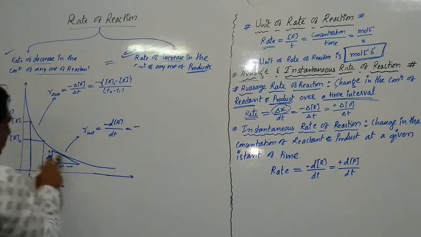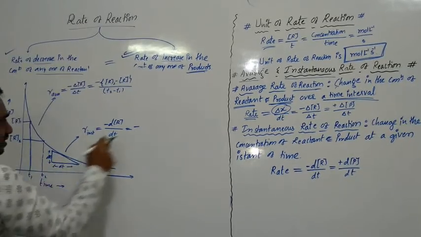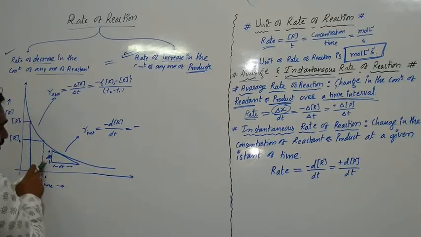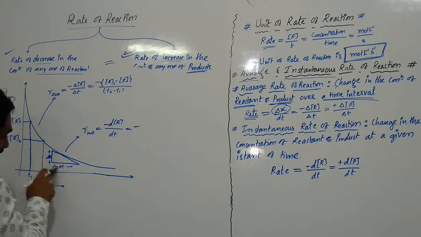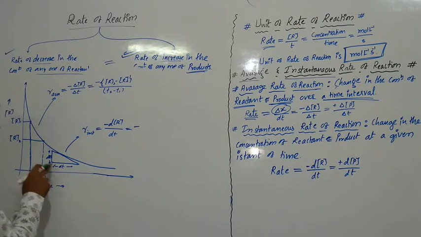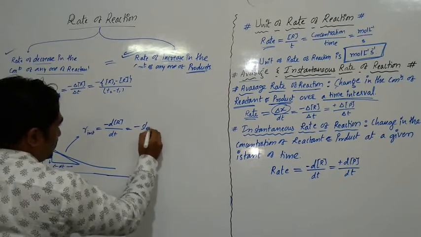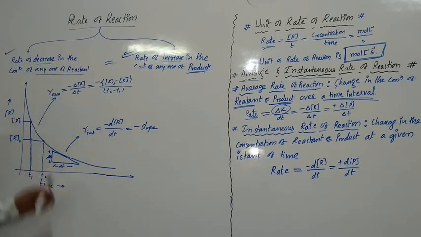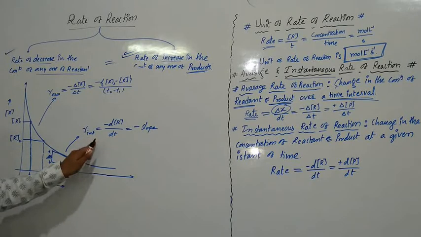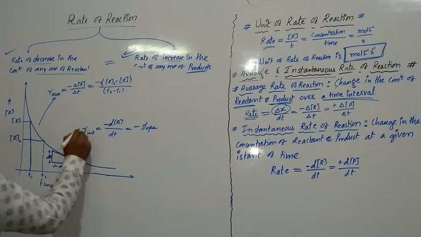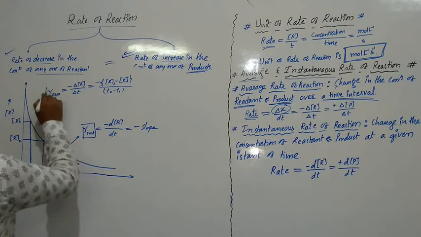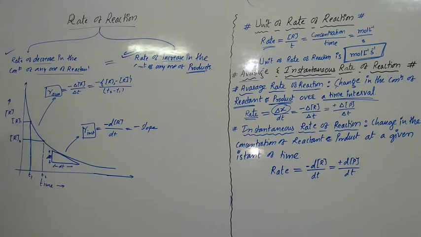So how can we calculate this? This is nothing but change in concentration of reactant divided by time, which is nothing but the slope. So minus slope gives the rate of the reaction, the instantaneous rate of the reaction. This is the average rate of the reaction. This is with respect to reactant, and we can also calculate rate of reaction with respect to product.